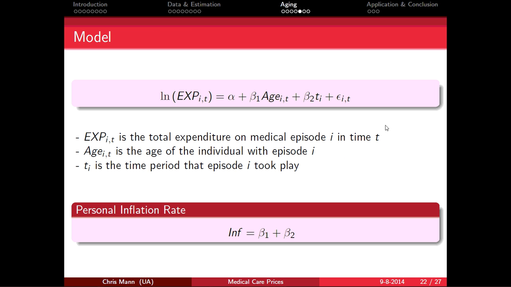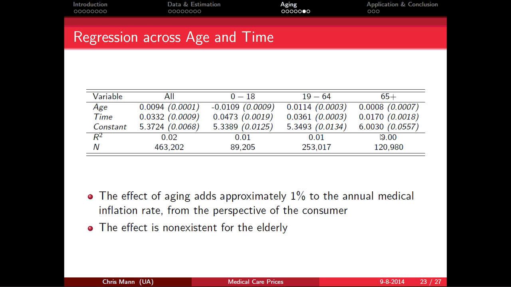And so, in order to determine how much this is, we basically estimate the following model, where we run this regression of the natural logarithm of expenditures, right, for a medical episode i, in time period t, on both the age of the patient with that medical episode in the time period that episode is taking place, right? And so what that gives us is that the inflation rate is going to be roughly equal to beta 1 plus beta 2, or the coefficients on those two. Okay. And so, let's do this.